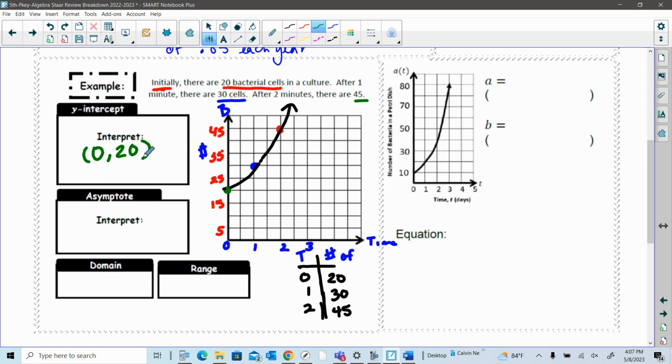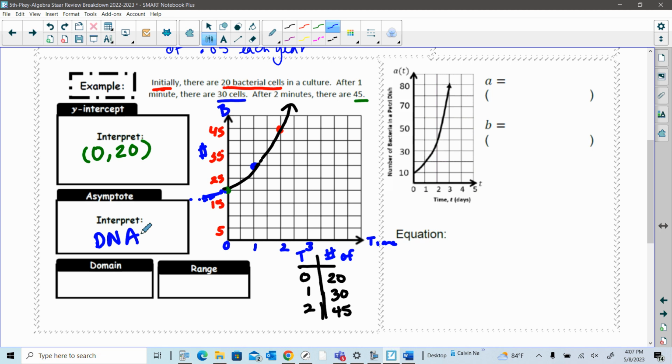Your asymptote is where it's going to flatten out. We don't see this here, but this graph is going to eventually flatten out. This one is not going to apply because we don't see that other part here. So I'm going to put does not apply. I can guesstimate that it might happen at maybe 15, but I don't really know, so I can't really answer that.